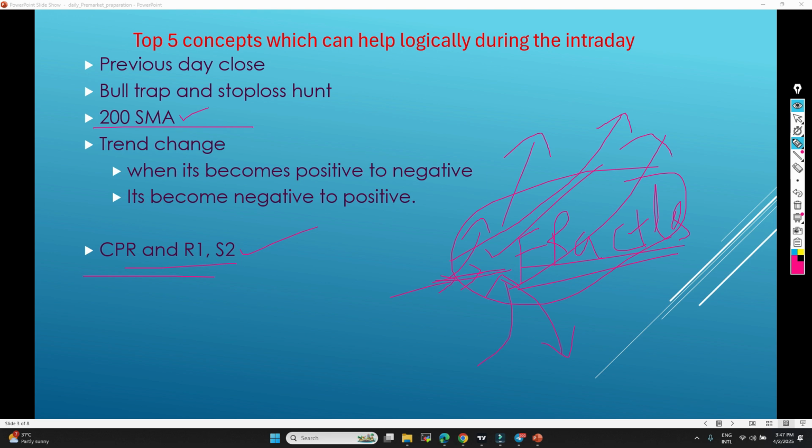With the 200 moving average, when the price comes like this, yesterday also I discussed, it is going to act as a resistance. When the price comes like this, it is going to act as a support. Multiple times it will try to resist, 2-3 times, and at a later point of time it is going to break. This is how the 200 moving average behavior works in the 5-minute chart.